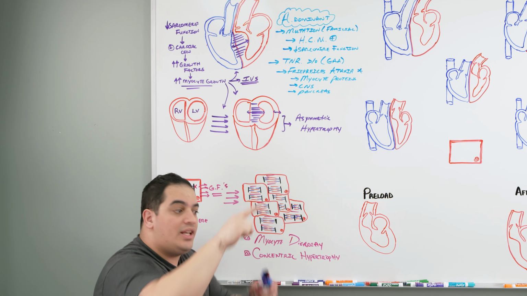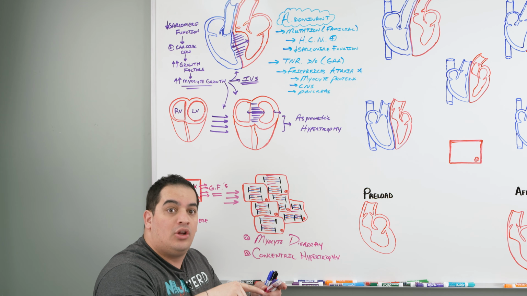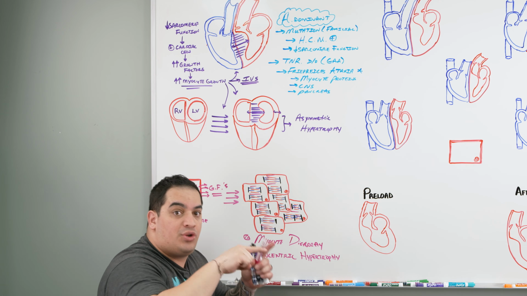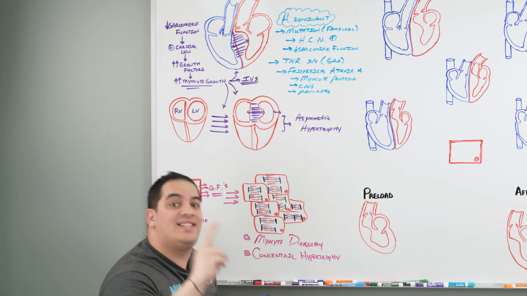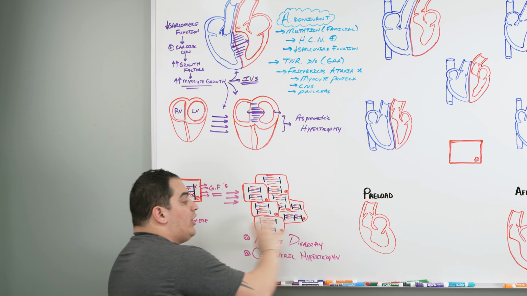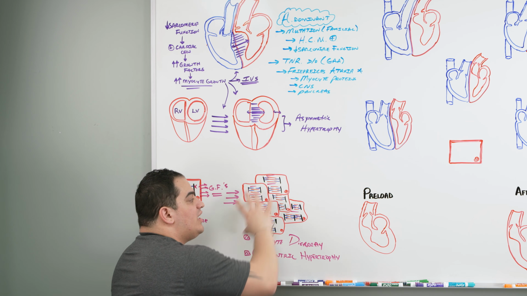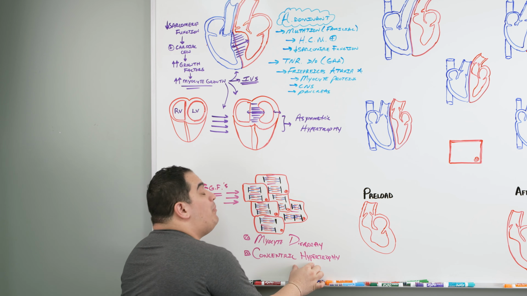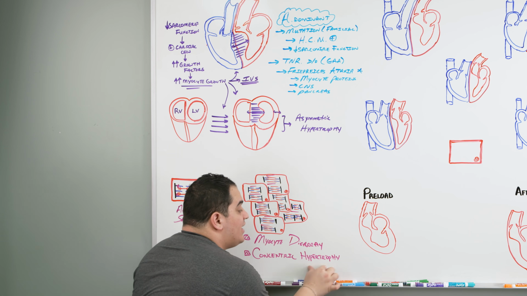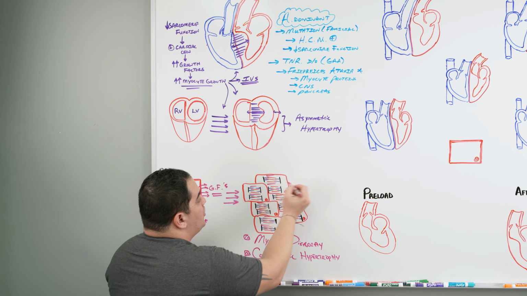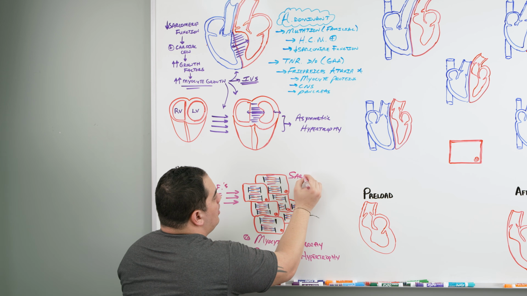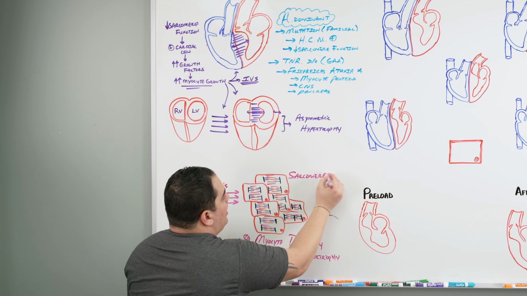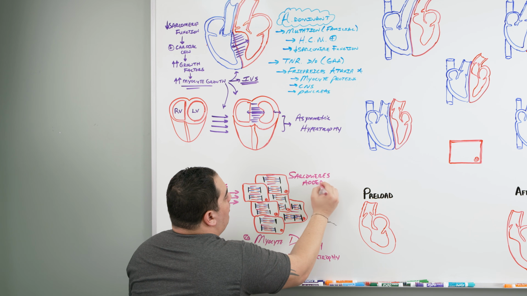One, asymmetrically, where it affects the interventricular septum, and it's much thicker at the interventricular septum in comparison to the free walls. And second, on the microscopic level, it causes myocyte disarray, a very disorganized growth pattern, and the way by which these cells get bigger is called concentric hypertrophy, where the sarcomeres are added in what type of fashion? In a parallel fashion.